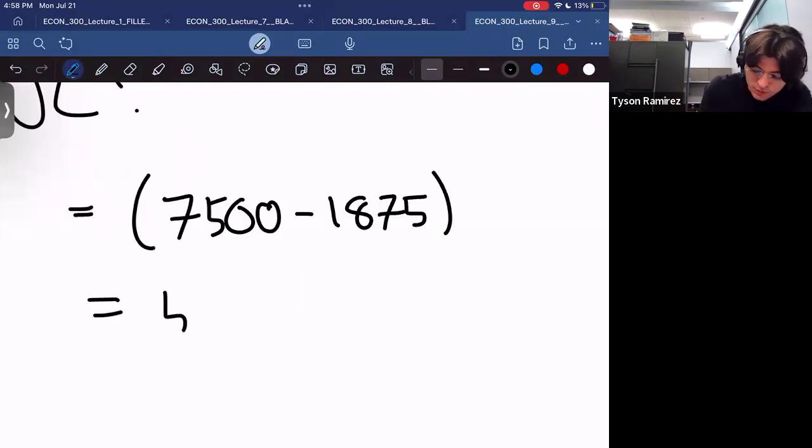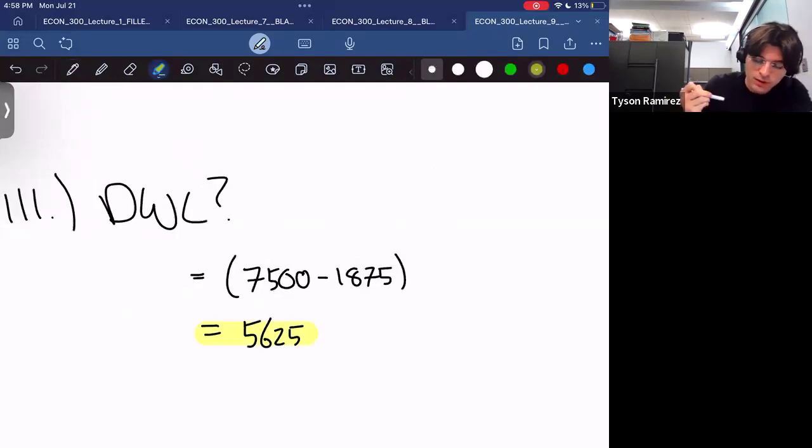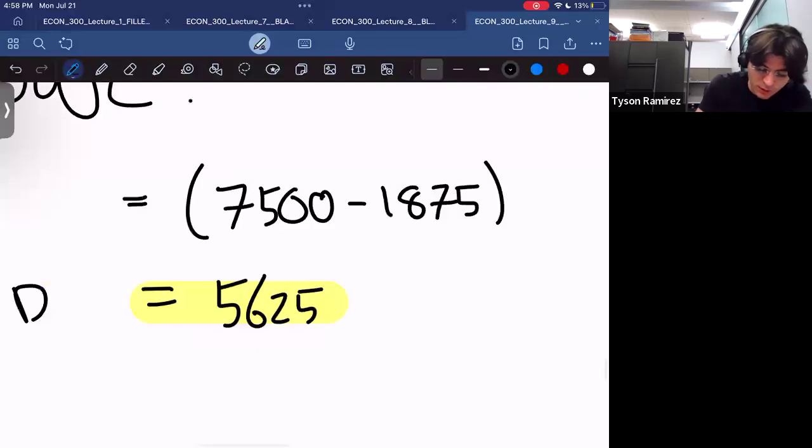That should be 5625, I think so. The deadweight loss is equal to 5625. Huge, huge.